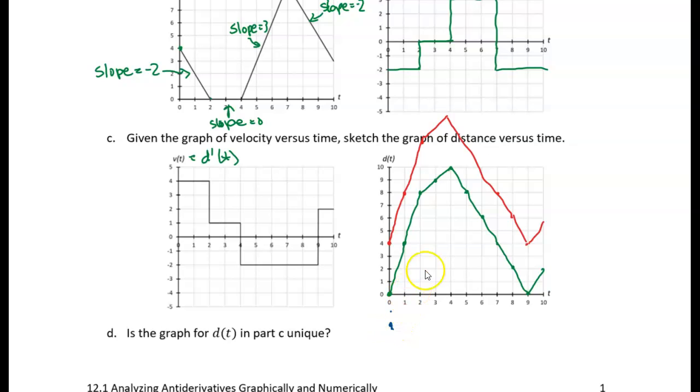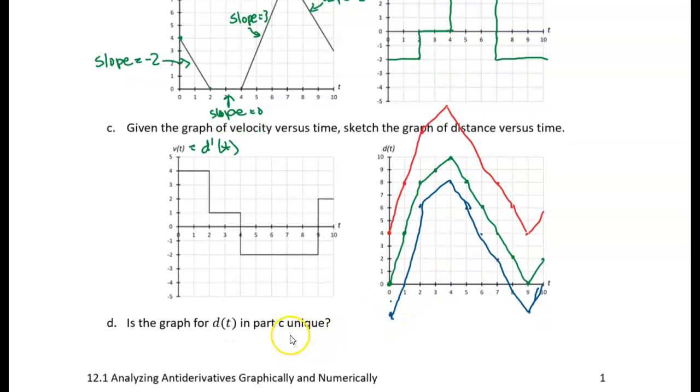And I would get another possible distance or displacement function. So I'm just going to put in some of these. Everything will just be shifted down by 2 units. Anyway, I'll try to sketch this in to get the idea. You get the same shape, it's just shifted up or down.